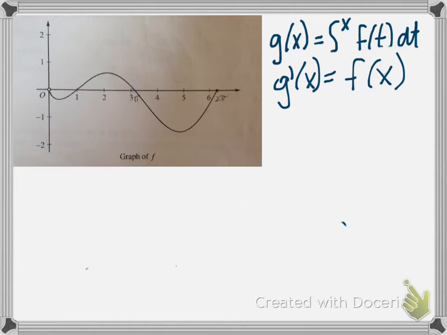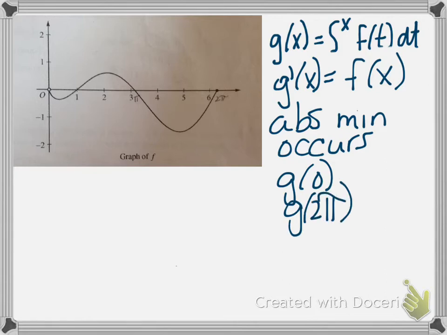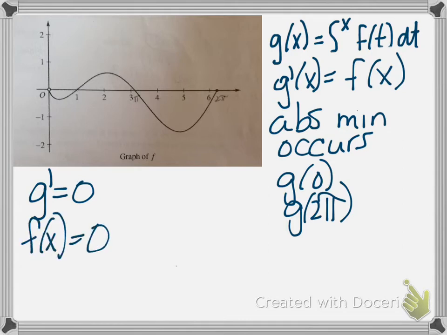Okay, part C is asking for an absolute min. Okay, so an absolute min occurs at the endpoints, which would be g of 0 or g of 2 pi, or at the critical points. So where are the critical points? So we get critical points by taking the derivative of g and setting it equal to 0. But we know that g prime is equal to f of x. So when is f of x equal to 0? So when is it hitting the x-axis?